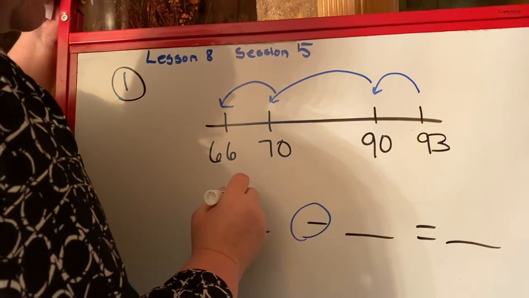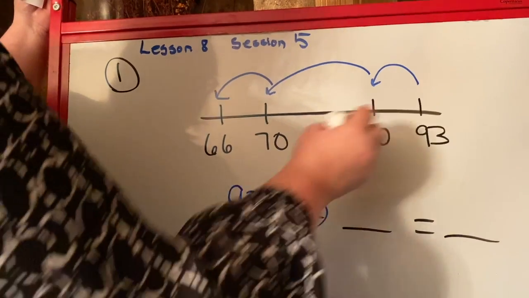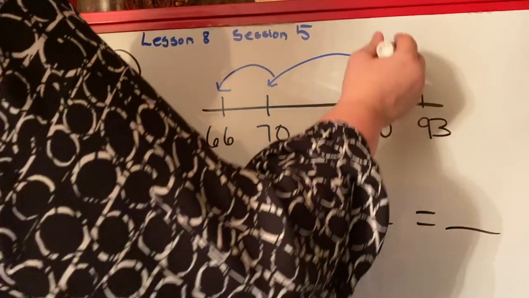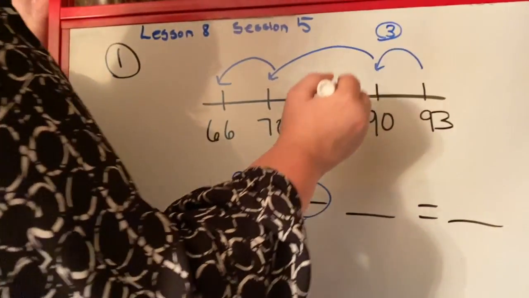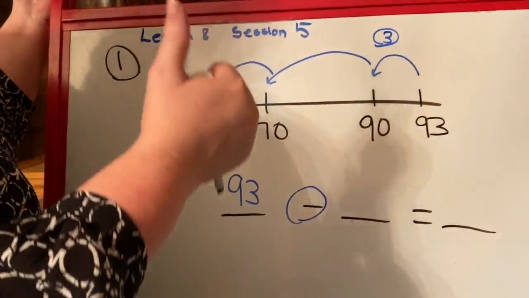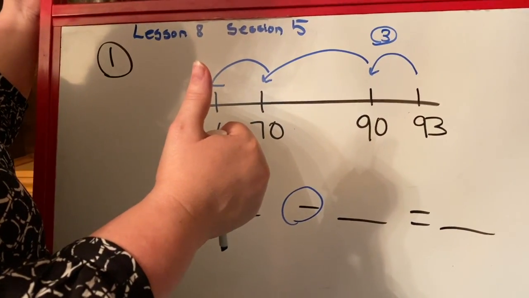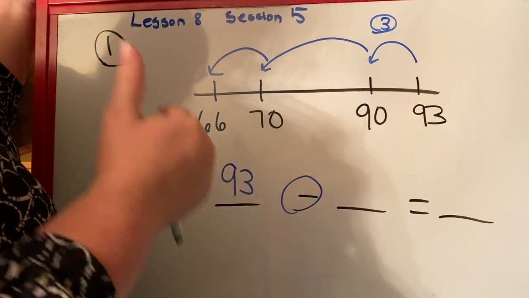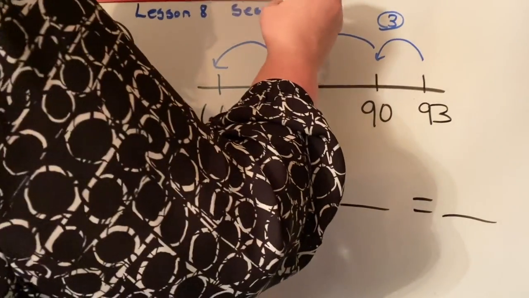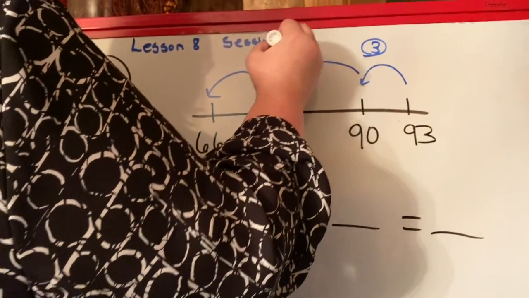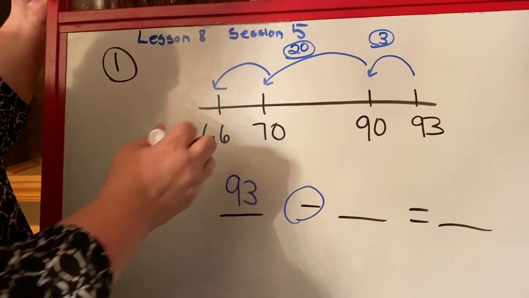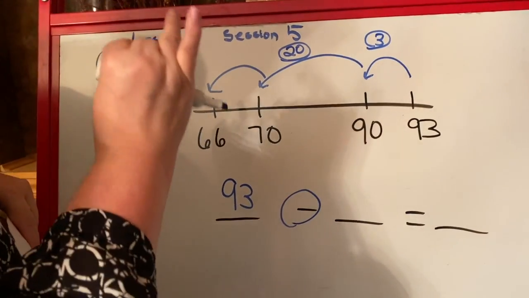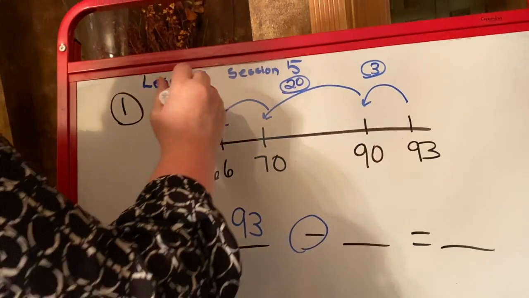So my biggest number is going to be 93, and we're going to see how many hops, how many jumps back we took. So 90 to 93 is 3 hops, right? 70 to 90, 70 to 80 is 10, because we're counting by tens. Any numbers that end in zeros, we count by 10. 70 to 80 is 10, 80 to 90 is 20. So that's 20 hops. I always circle up here. And then 66 to 70, 67, 68, 69, 70. 4 hops.